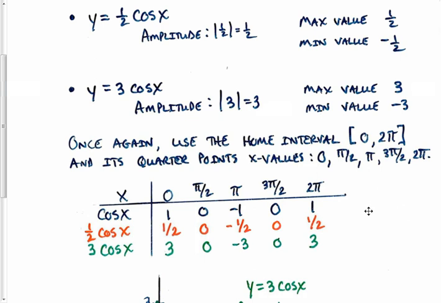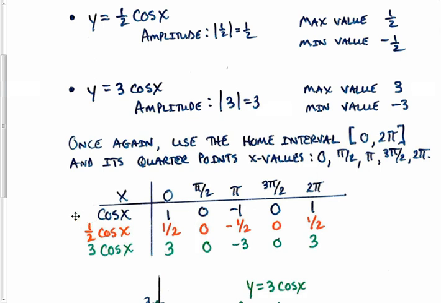Okay, I'm going to graph both y equals 1/2 cosine x and y equals 3 cosine x. So these represent y values. What did I do? I took the original home interval from 0 to 2 pi, because we know one cycle or one period happens there, and broke that into the 5 important pieces, into quarters: 0, pi over 2, pi, 3 pi over 2, and 2 pi.